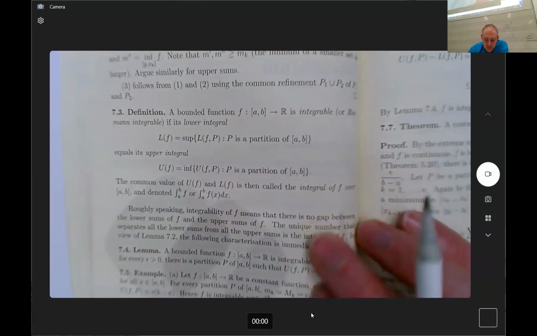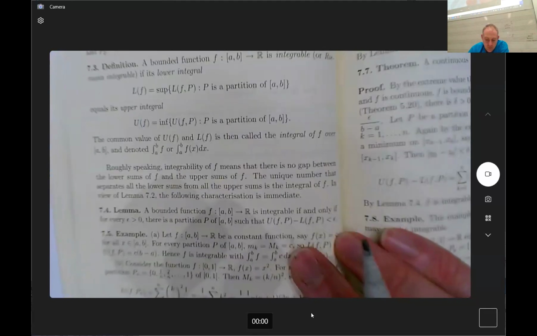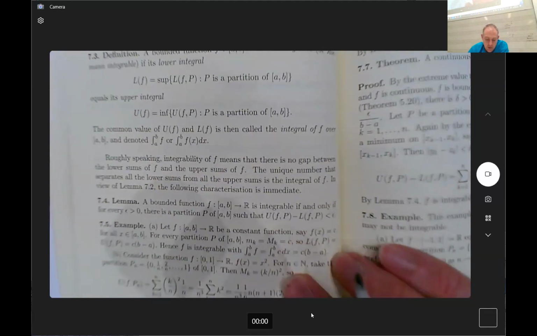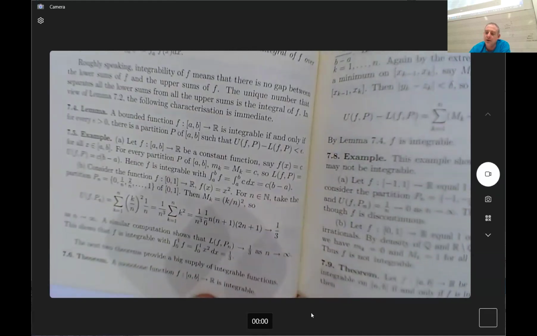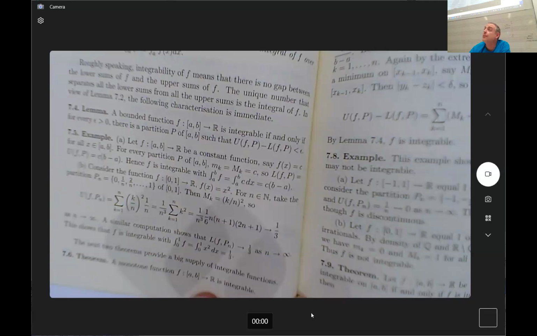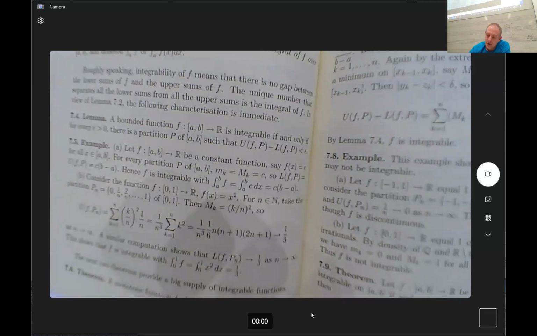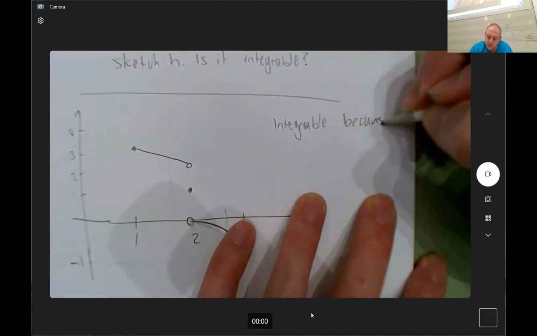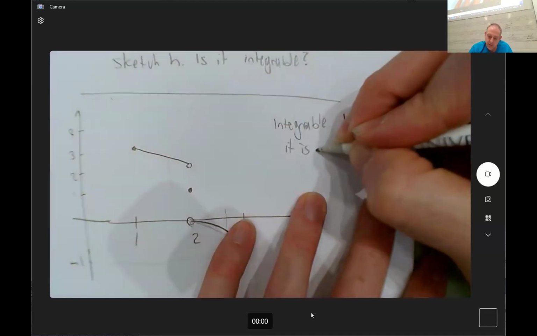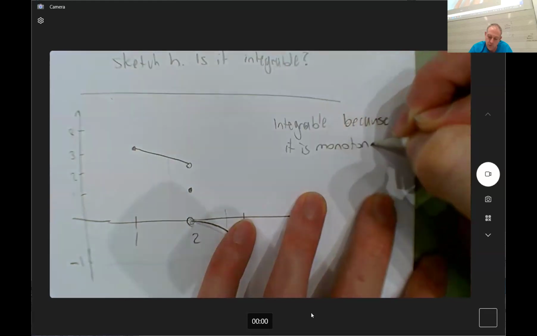And there's a lemma. Not a lemma. A monotone function is integrable. This function is monotone. And so that's useful to know because it is monotone.